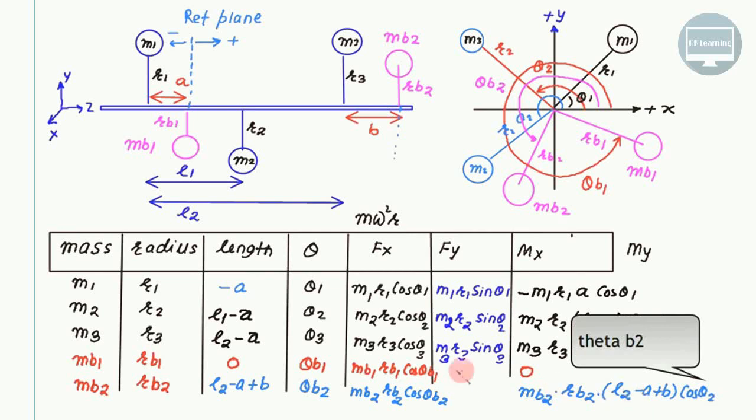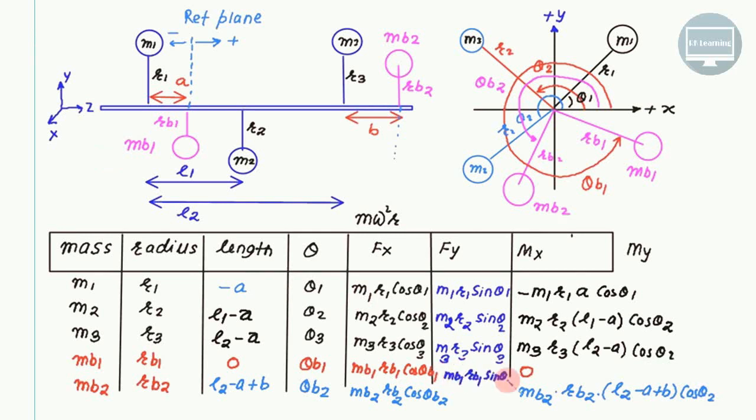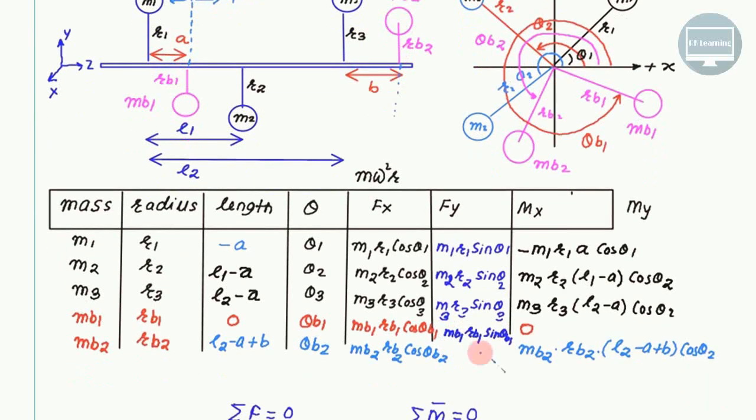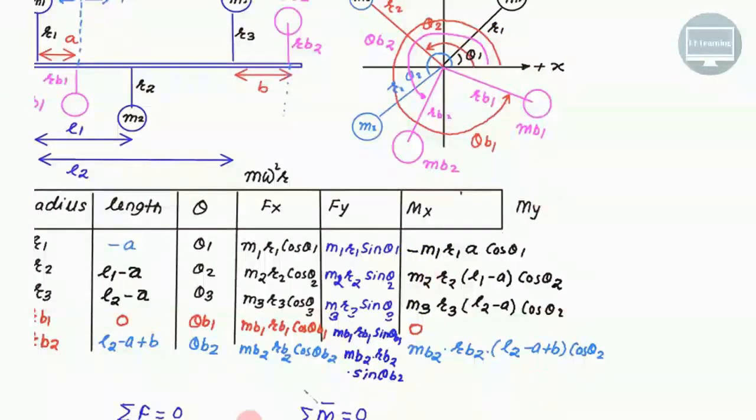Is that fine? So I will fill up this column. I have very little space available here, so you can understand this. This one is MB1 and this one is MB2. I have to make one more column. Is that column for MY? This column is for MY. What is the difference between MY and MX? Cos theta 1 will be replaced by sin theta 1. So I have minus M1 into R1 into A into sin of theta 1.